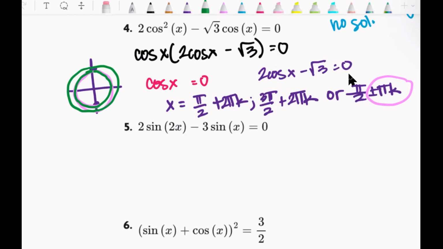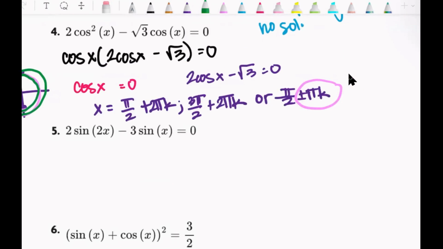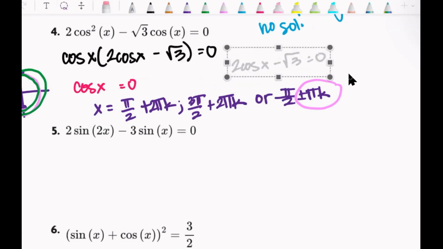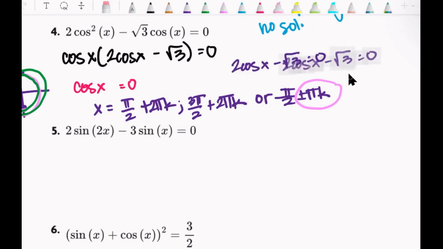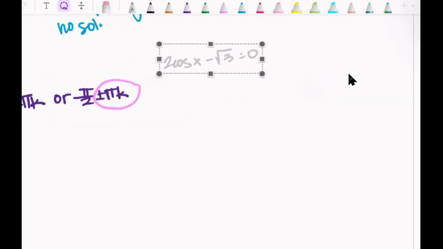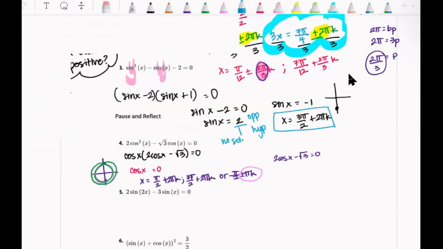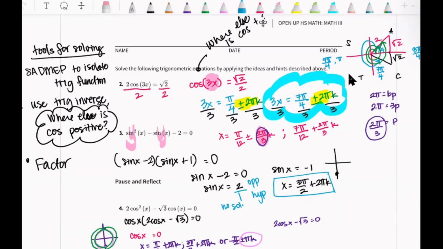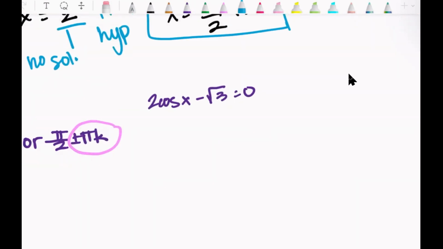Okay. So I'm going to scoot my work over here so that I can actually do some work. All right, so there's my other equation. And so now I'm going to go, okay, so one of my tools was to use SADMEP to isolate it. So I'm going to isolate this by adding root 3 and dividing by 2. So then I would get cosine x equals root 3 over 2. If I did too many steps on that, just pause it, add the root 3, divide by 2.